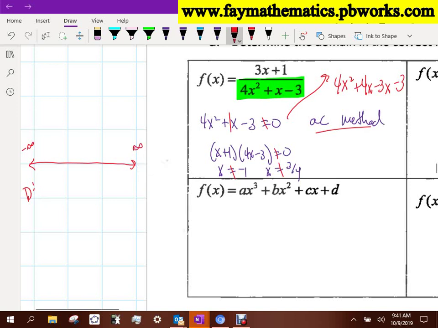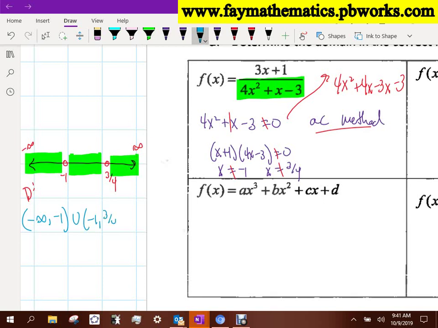Okay? Now I've told you that we can't use -1, and I can't use 3/4. So now the question is, well, how do I, in interval notation, represent everything that is green, right? So in interval notation would be going from -infinity up to -1, union, -1 up to 3/4, union, 3/4 to infinity. Okay? And I give a point for that.